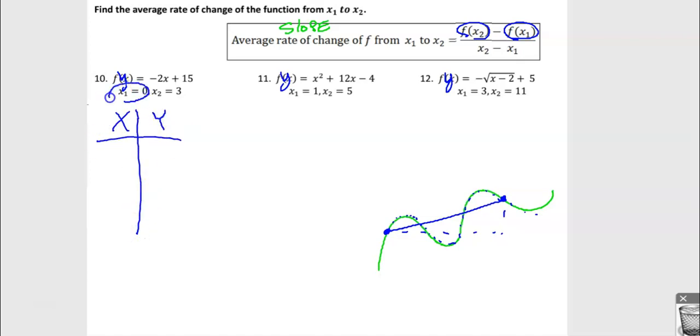It tells me to put in x1 is 0 and x2 is 3. So if you put 0 in, you're going to get 15. And you put 3 in, you're going to get 9. And then you just find the average rate of change by doing y2 minus y1. I'm going to get negative 6. And then x2 minus x1 gets 3. So the average rate of change is negative 2. That's really what you're doing, is finding the slope.